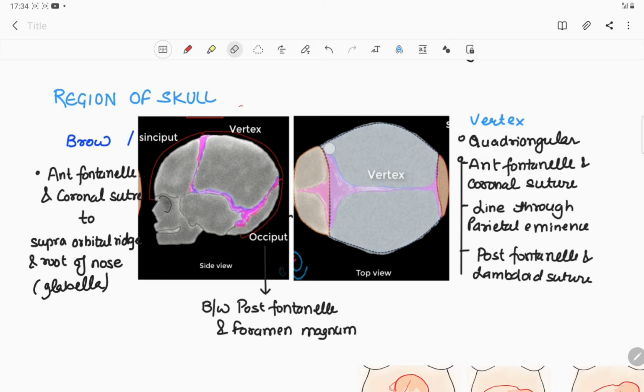Then what is vertex? It is a quadrangular area anteriorly bounded by anterior fontanelle and coronal suture, laterally by the line through parietal eminences, and posteriorly bounded by posterior fontanelle and lambdoid suture. Then third is occiput. It extends between the posterior fontanelle and foramen magnum.